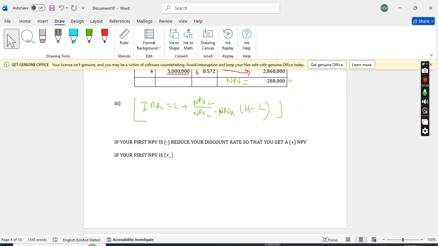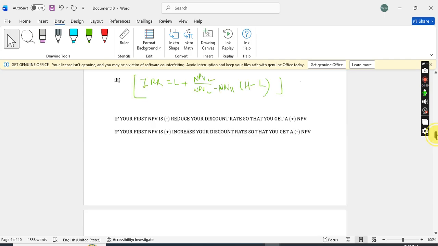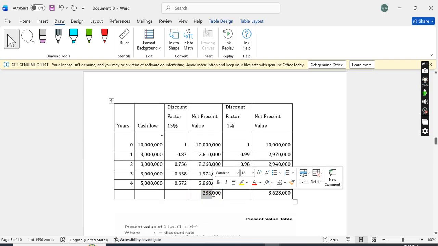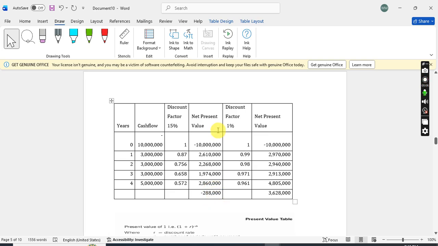Okay. Yeah, if your first net present value is positive, increase your discount rate so that you get a negative NPV. So here it's just a matter of you choosing. Since here our first net present value was negative, it means we have to reduce our discount rate.